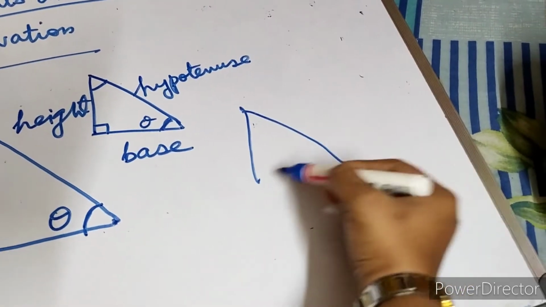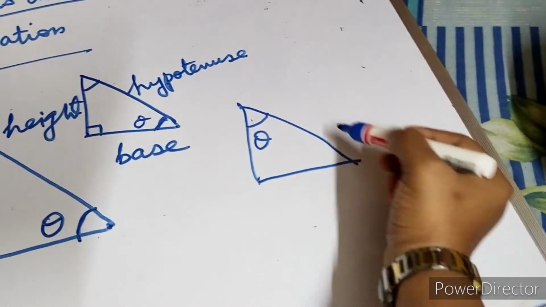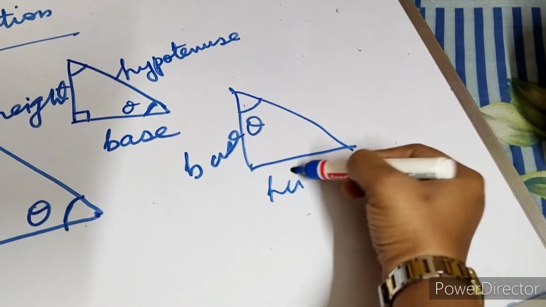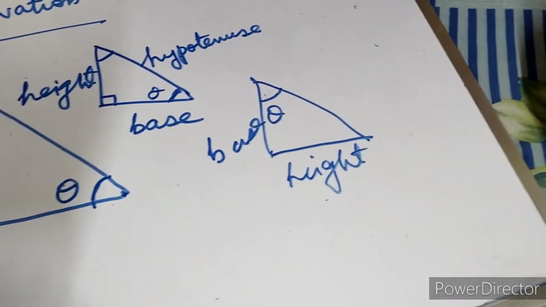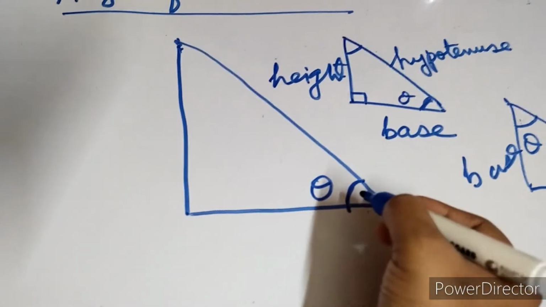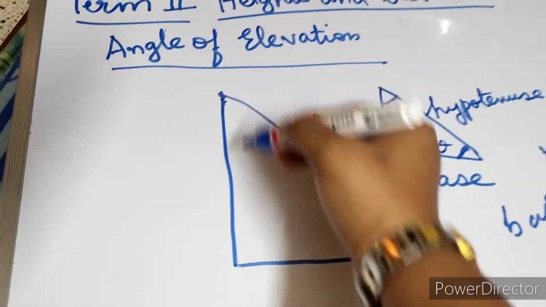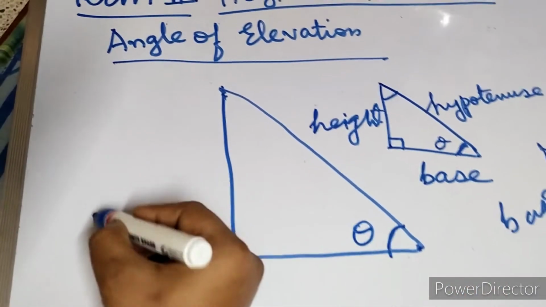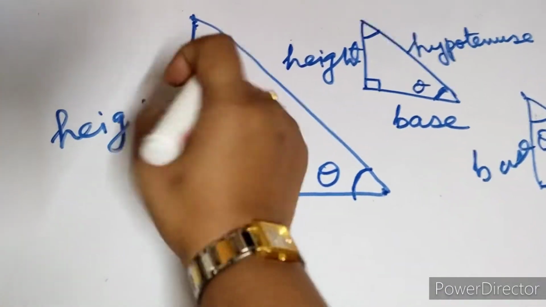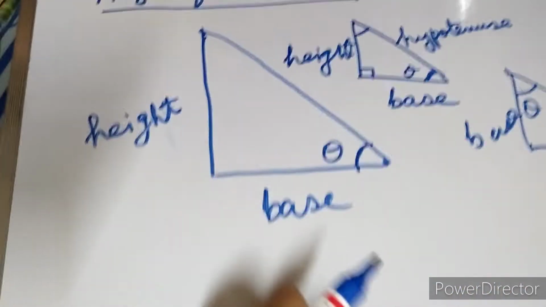I'm drawing another triangle. Now if I consider this one as theta, then you have to consider this as base and this as height. Here it is making this angle theta with the horizontal, and this is called the angle of elevation. This is the height of the tower or whatever, and here also it is height. This is the base and this one will be the hypotenuse.